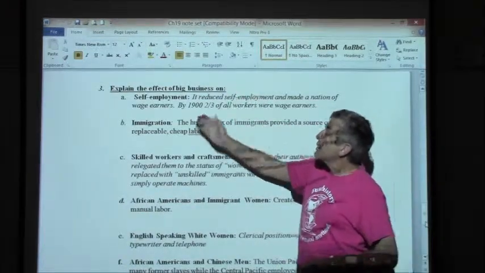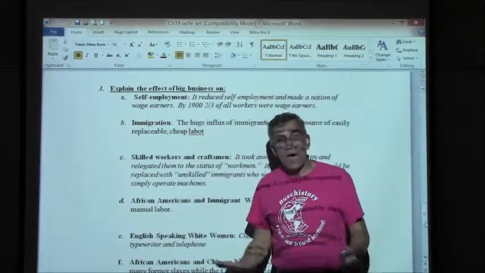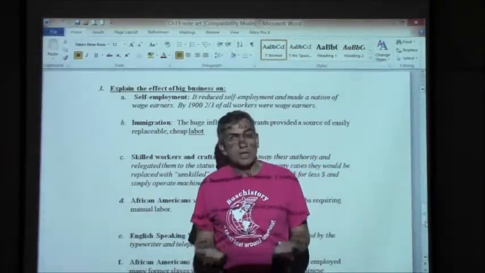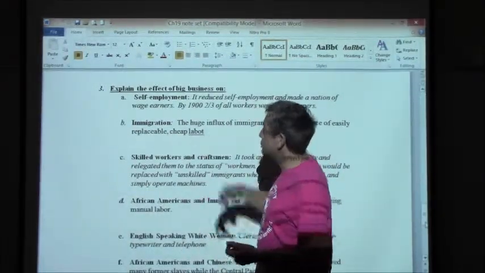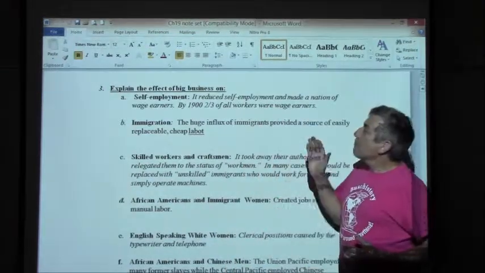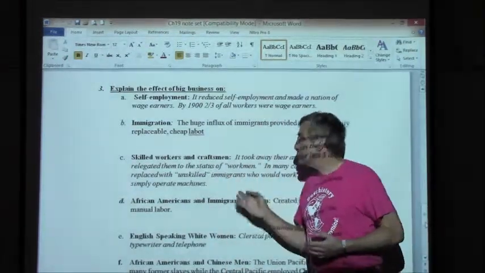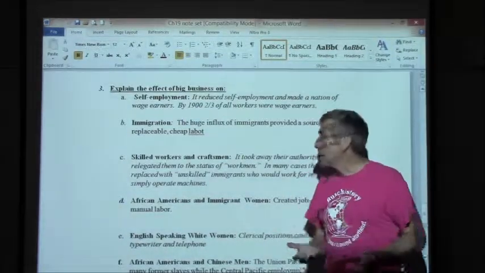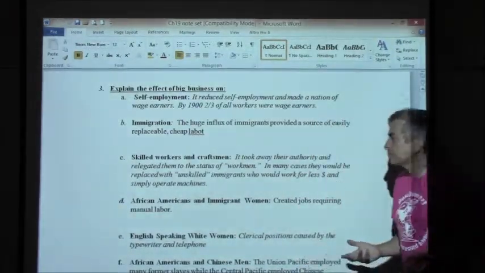Explain the effect of big business on immigration. Well, it allowed for a lot of immigrants to come to the United States very quickly to get jobs. And notice I have a typo, I'll have to change that one. Big business on skilled workers and craftsmen. It took away their authority and relegated them to being wage earners, pretty much.